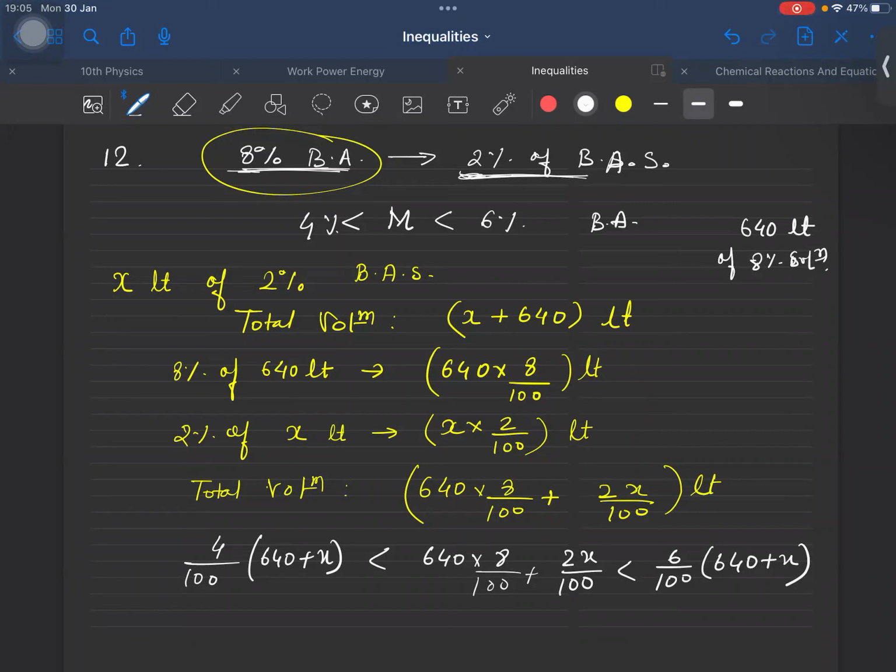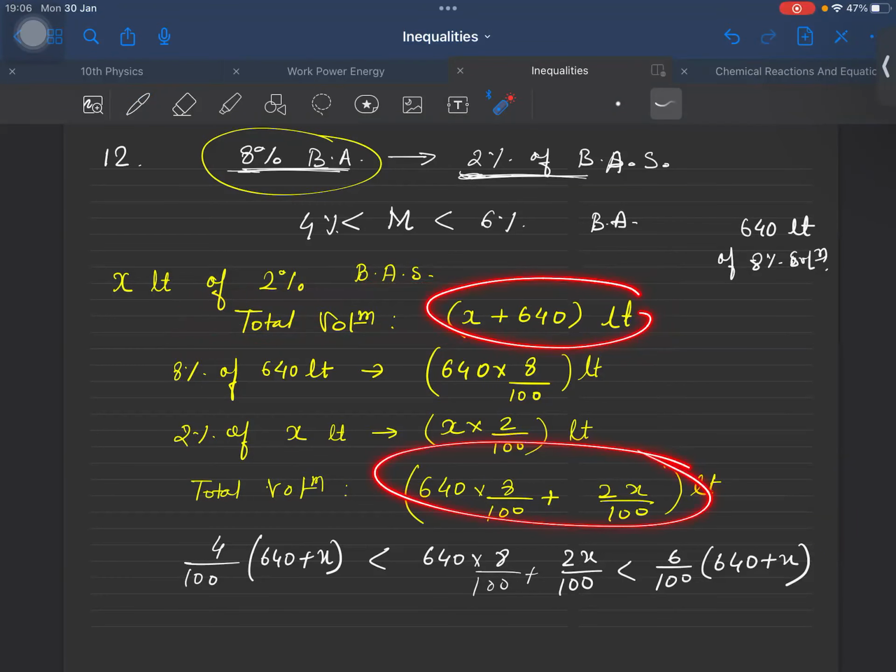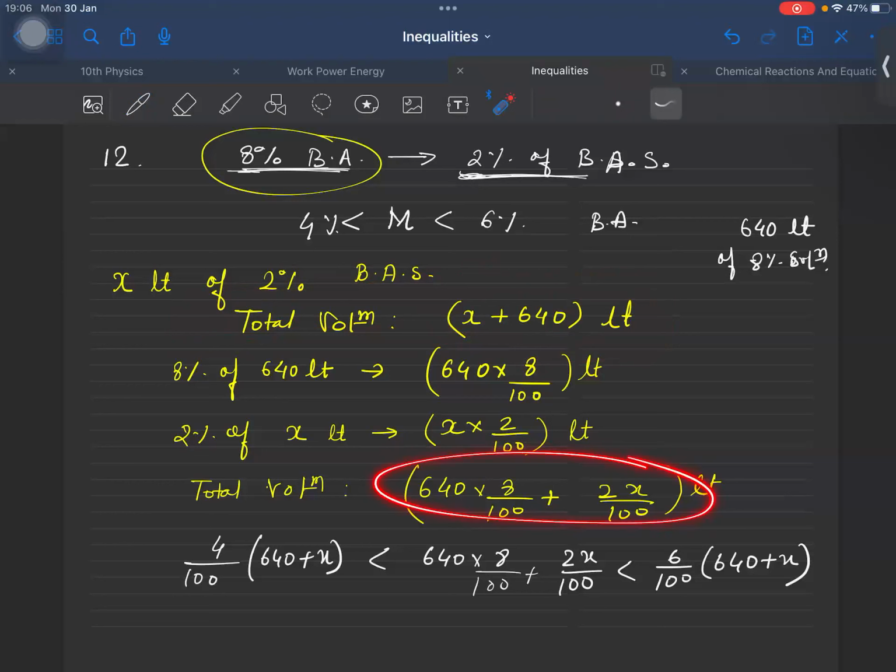Now it is said that the resulting mixture is to be more than 4%. So the quantity we are adding, this complete quantity, should be greater than 4% of the total mixture, and this is the total volume after mixing. So this should be greater than 4% of the total, and it should be less than 6% of the total. That's what we have written here. Now solve it and tell me what value of x we are getting.